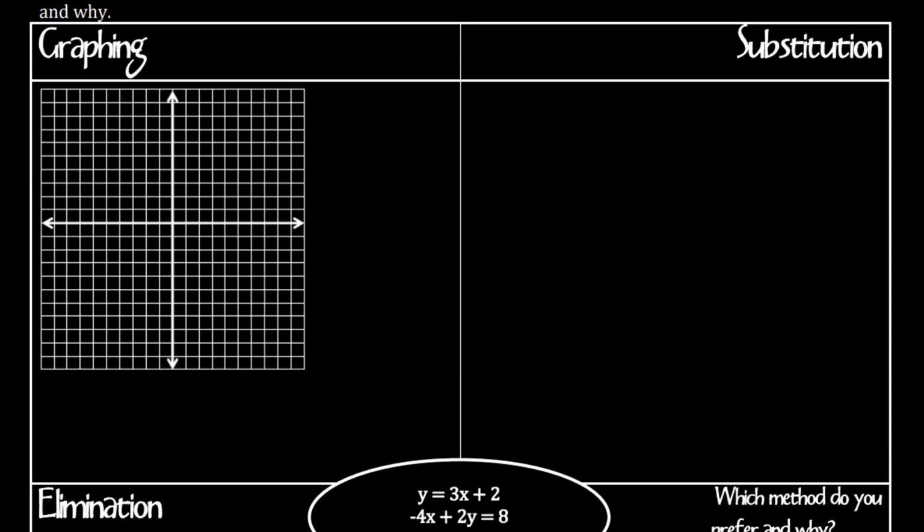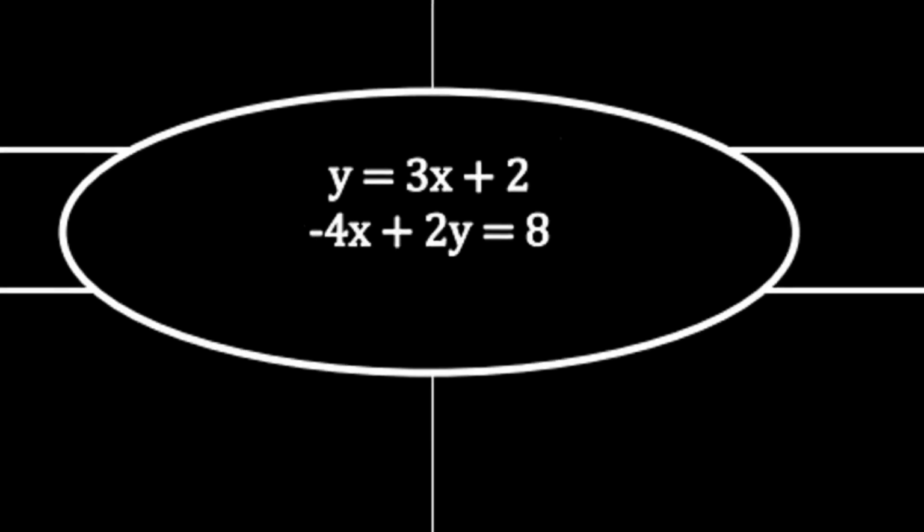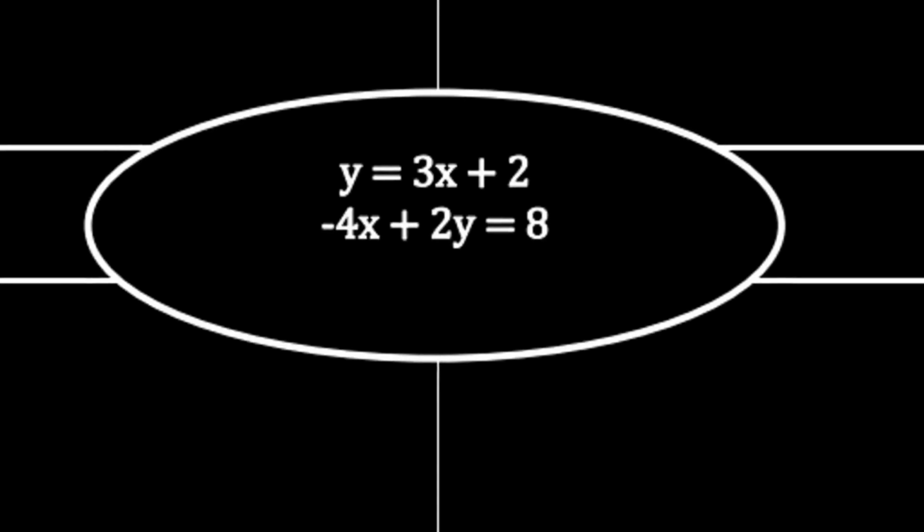Today is just linear systems. We're just doing linear, meaning the x isn't squared. It's just a plain x. So this first equation you see, is that immediately graphable? Yeah, right? y equals 3x plus 2. It's in slope-intercept form. So let's go ahead and graph that.